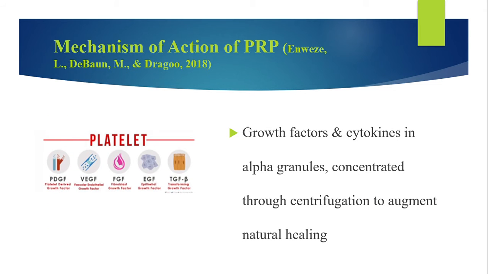So, what is the mechanism of action of PRP? Platelets contain growth factors and cytokines in their alpha granules, namely PDGF, that is the platelet-derived growth factor, the vascular endothelial growth factor, the fibroblast growth factor, the epithelial growth factor, and the transforming growth factor beta. So these growth factors are concentrated in the granules through the process of centrifugation, and then they are released via platelet activation prior to injection that augments the natural healing process.